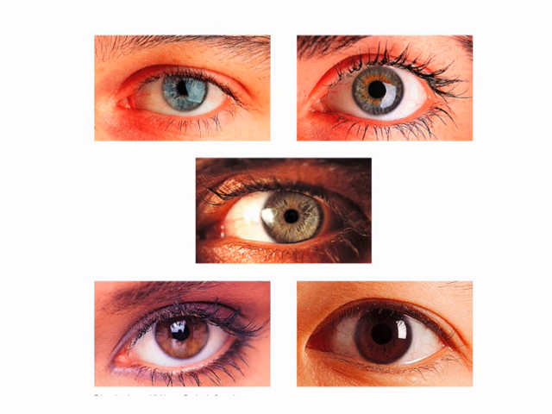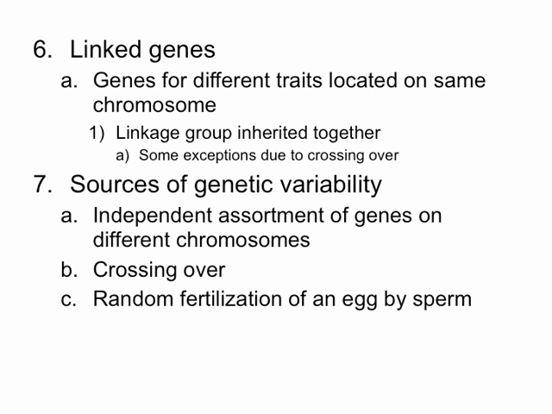Taking a look here, you can see some of the variation in the eye color just between greens and browns and blues. Now, we also have a situation called linked genes. This is when genes for different traits are located on the same chromosome. They create what we call a linkage group. That linkage group then gets inherited together. Sometimes this doesn't work perfectly well because of what we call crossing over, or the swapping of genetic material between different limbs of a chromosome that happens when these cells reproduce.